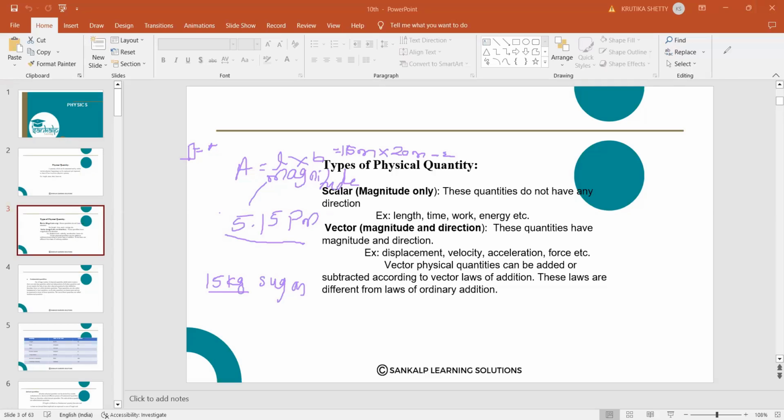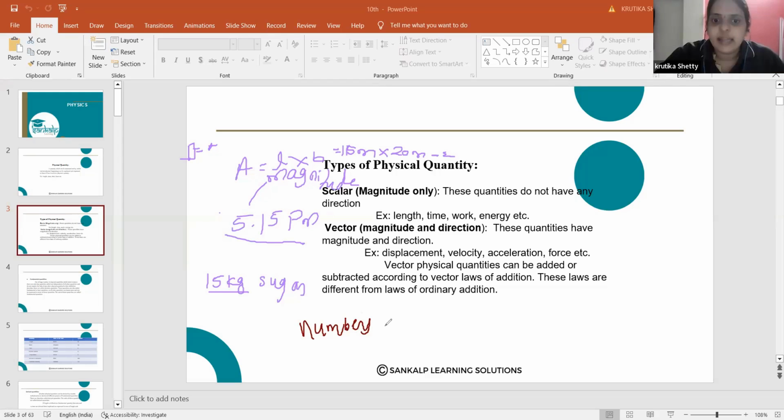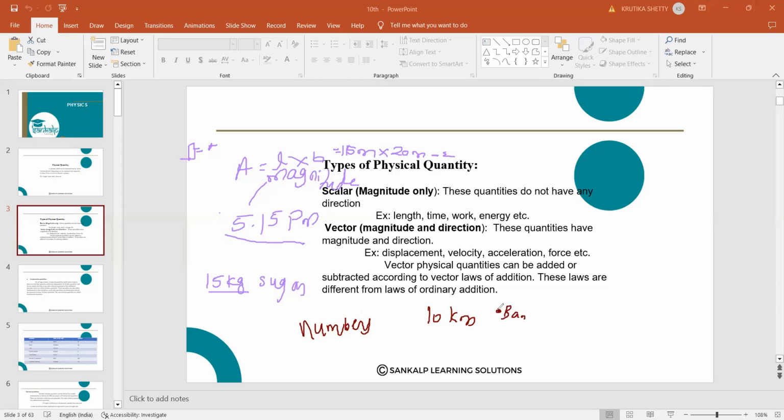Then next, the second type is vector quantity. So what is vector quantity? The vector quantity is nothing but which has both magnitude and direction. Magnitude is nothing but the numbers, as I just said. Then the direction is also there. Direction means, for example, today I am traveling 10 kilometers. 10 kilometers means, where are you going? For example, 10 kilometers, you can go to east, west, or you can go to any other direction also, right?